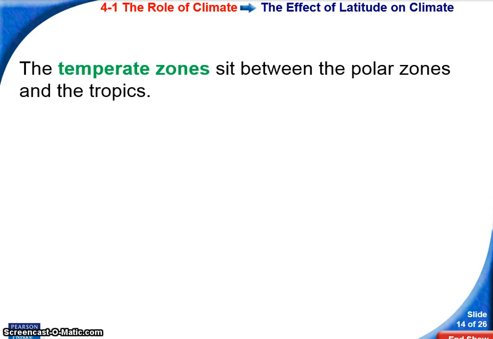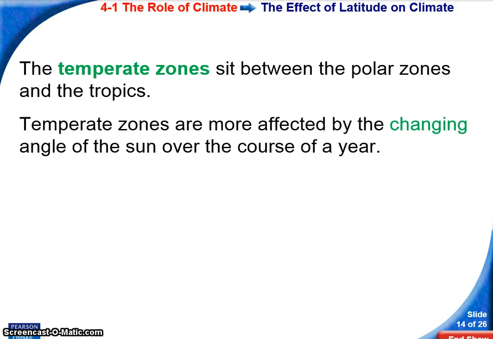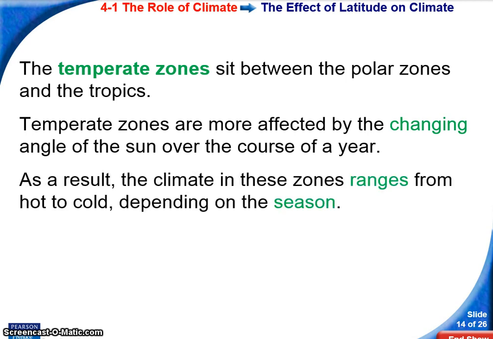The temperate zones sit between the polar zones and the tropics. The temperate zones are more affected by the changing angle of the sun over the course of the year. These are going to be the parts of the Earth that have four distinct seasons, like where we live: winter, summer, spring, and fall. As a result, the climate in these zones ranges from hot to cold depending on the season.